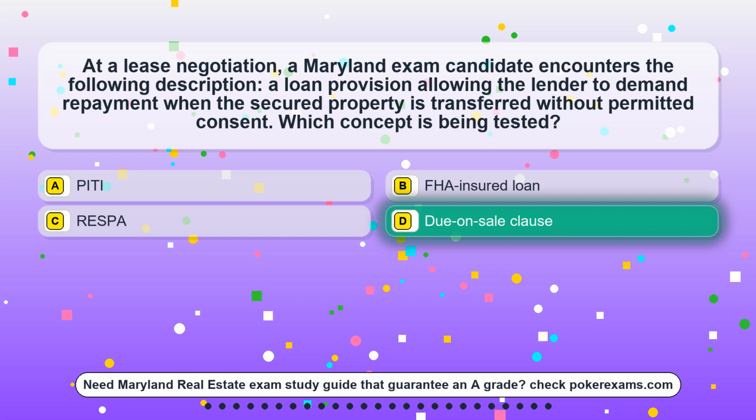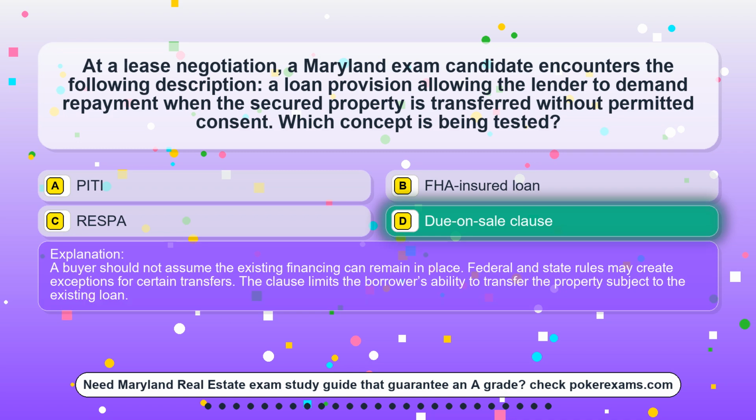The correct answer is option D, due-on-sale clause. A buyer should not assume the existing financing can remain in place. Federal and state rules may create exceptions for certain transfers. The clause limits the borrower's ability to transfer the property subject to the existing loan.